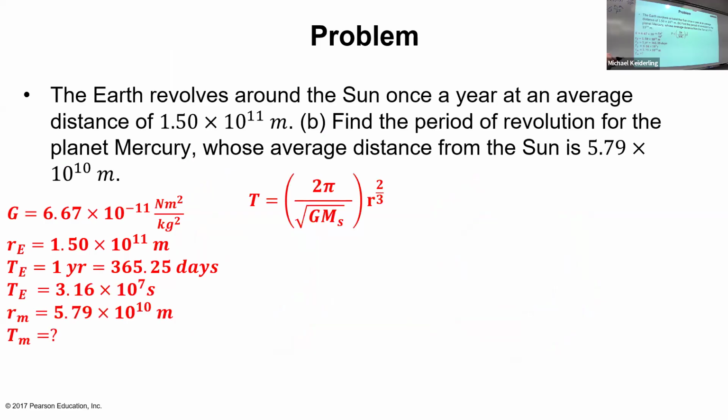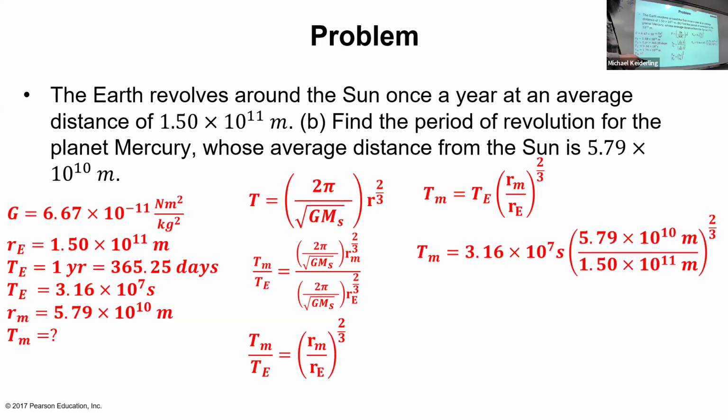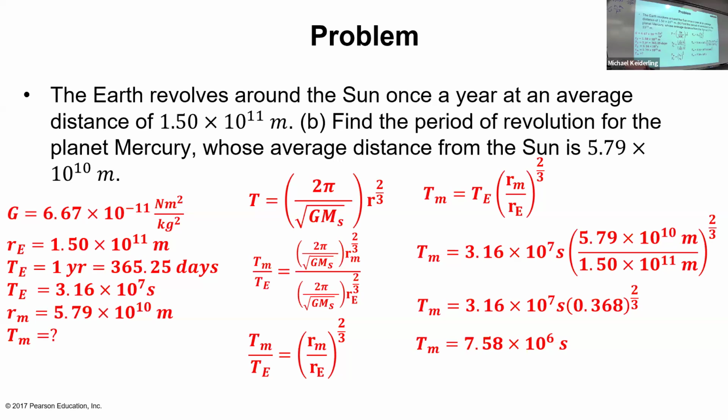Since the period is proportional to the radius to the 3/2, this is just a constant. The period of Mercury over the period of Earth is equal to the radius of Mercury over the radius of Earth to the 3/2. So the period of Mercury is 3.16 times 10 to the 7 seconds times the ratio of the distances to the 3/2, which comes out to 7.58 times 10 to the 6 seconds, or 0.24 years, or 87.7 days.